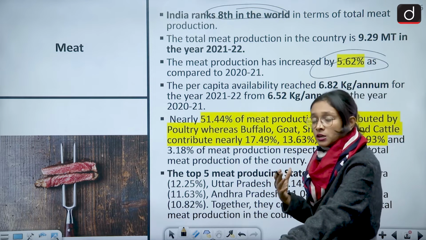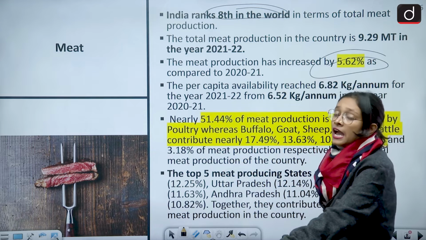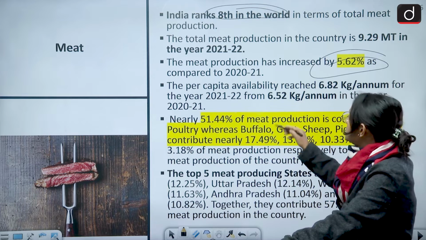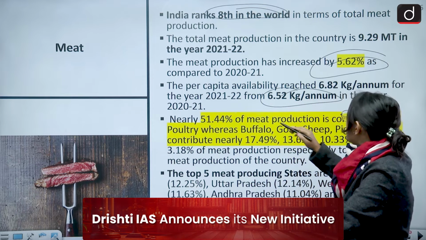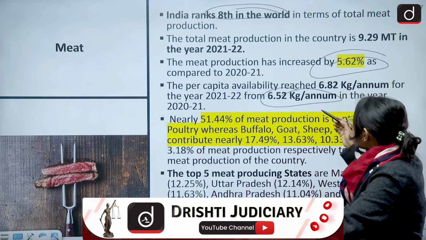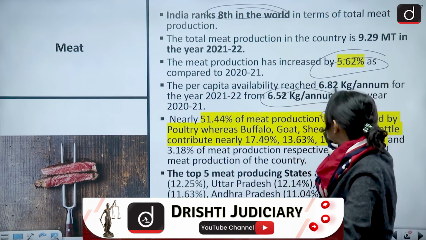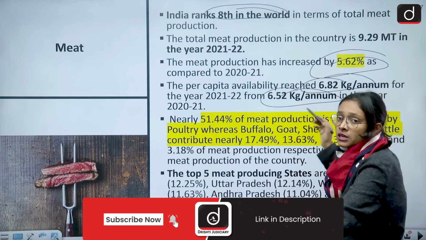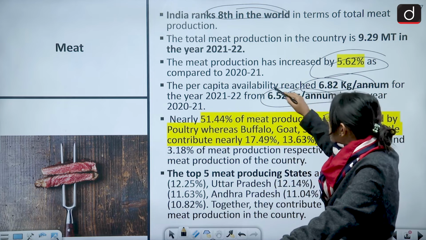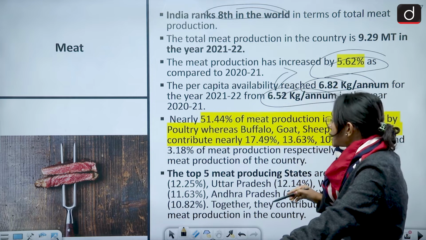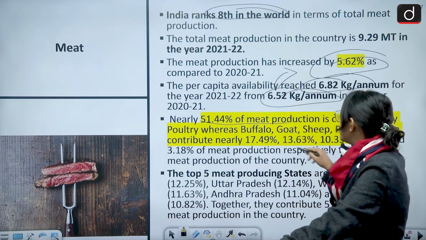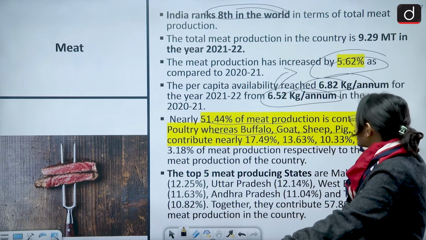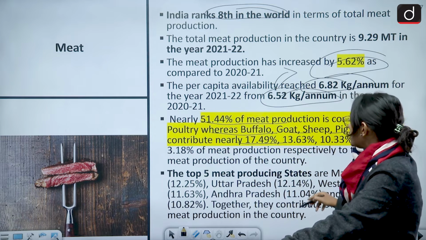So what we have seen is that in terms of egg we have increased, and in terms of meat also we have increased, and the per capita availability is 6.5 kg per annum. Right now we have 6.82 kg per annum, but last time we had 6.52 kg per annum. So we can see that here is also a positive trend, and nearly 51.44% of meat production is contributed by poultry, whereas buffalo, goat, sheep, pig and cattle contribute 17.49%.